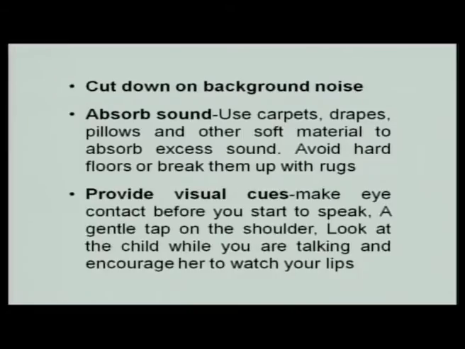And in the presence of a child with hearing impairment, we need to provide lots of visual cues by having constant eye contact before we start to speak and during the communication. That makes a very effective visual cue. And along with this, a gentle tap on the shoulder to gain their attention. And we can also always look at the child when we are talking and communicating to them, so that they can read our lips.